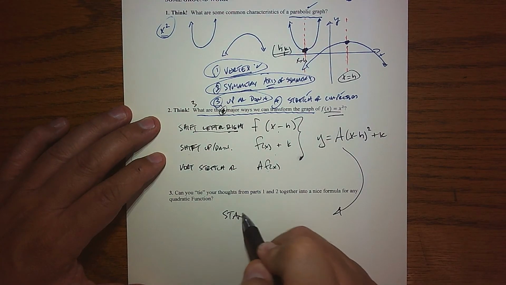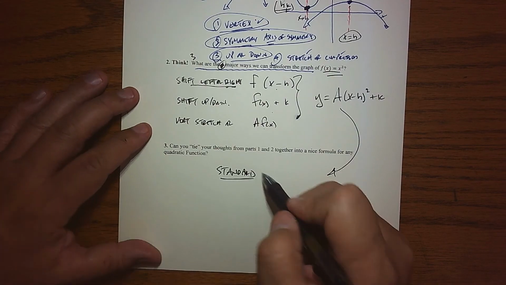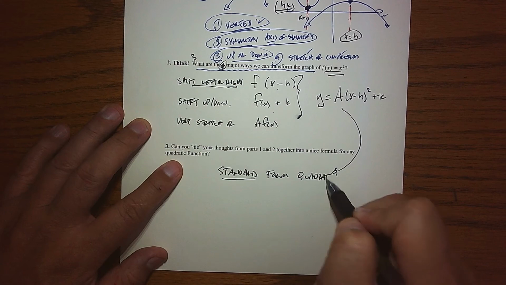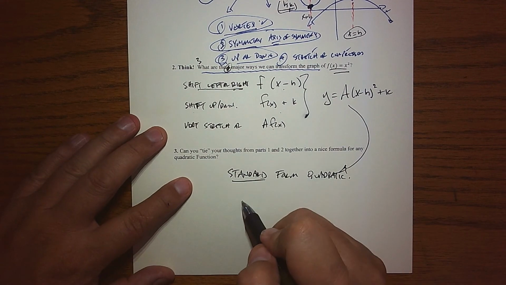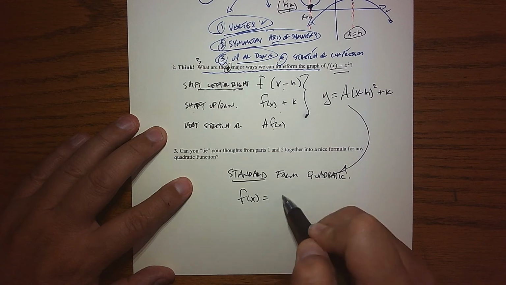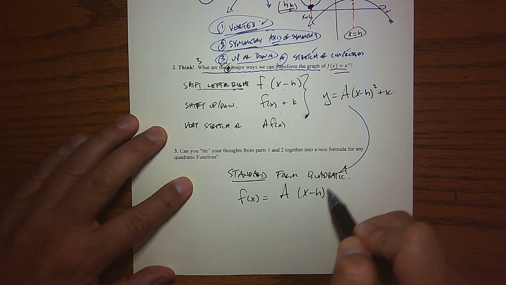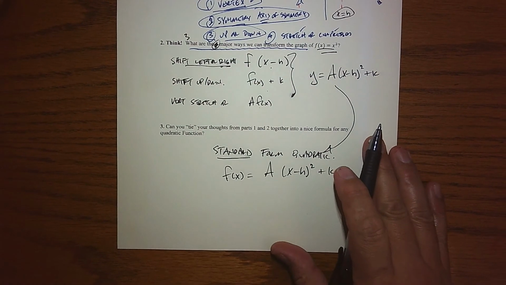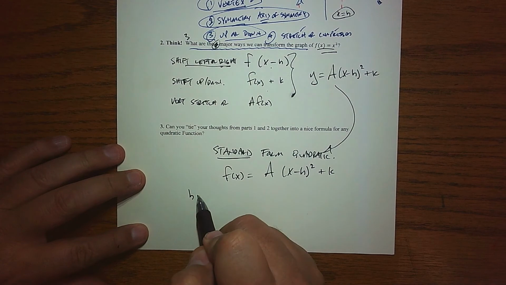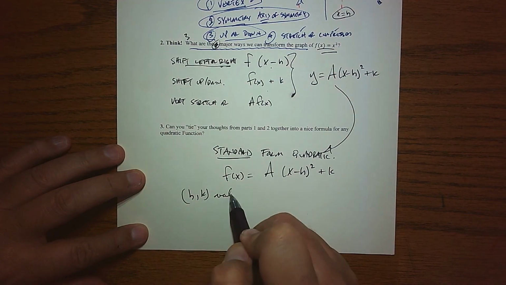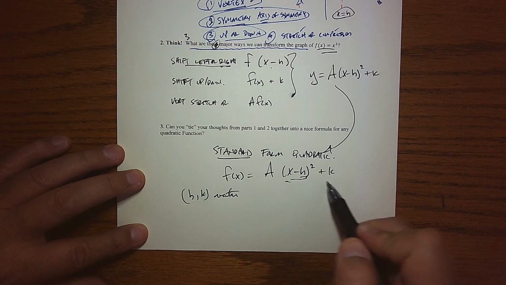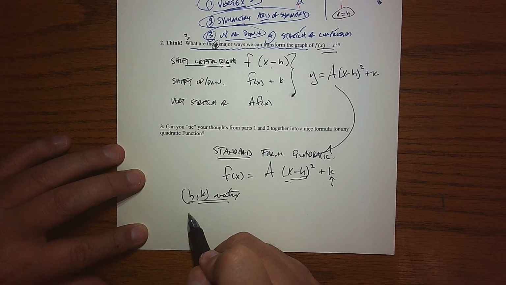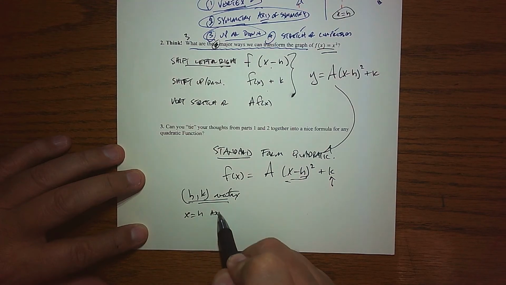So when we put this all together, what we have just built is what's classically known as the standard form of a quadratic function. And it is a very, very useful form, right? That would be f of x equals a times (x minus h) squared, plus k. And what this form is basically telling us is that (h, k) is our vertex. So the movement left or right, the movement up or down, is telling us where our vertex is going to be. What that also tells us is that x equals h is our axis of symmetry.